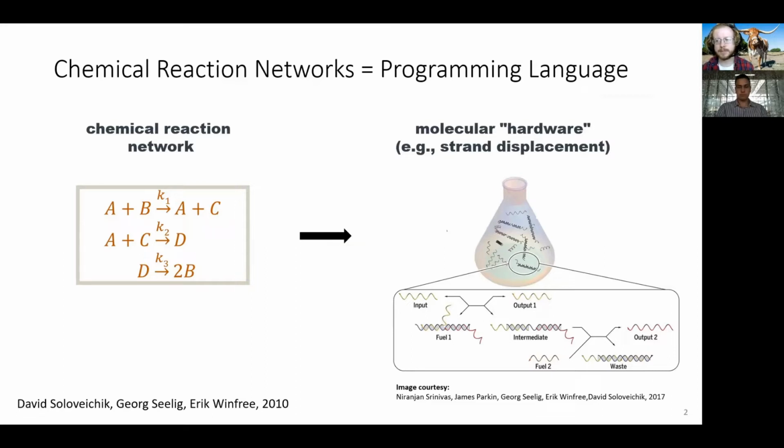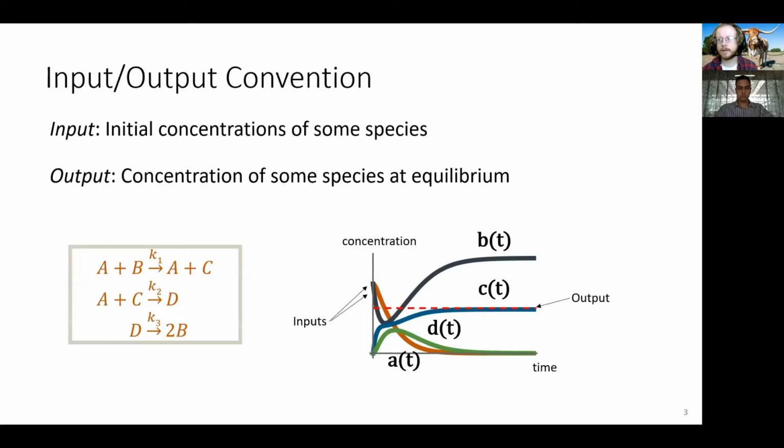For example, the citation here shows how you can compile an arbitrary abstract chemical reaction network into a strand displacement system that has the same dynamics and equilibria as the chemical reaction network itself. This lets us use chemical reaction networks as a programming language for our molecular computation. That's the big perspective here. So we'd like to know how we can program these.